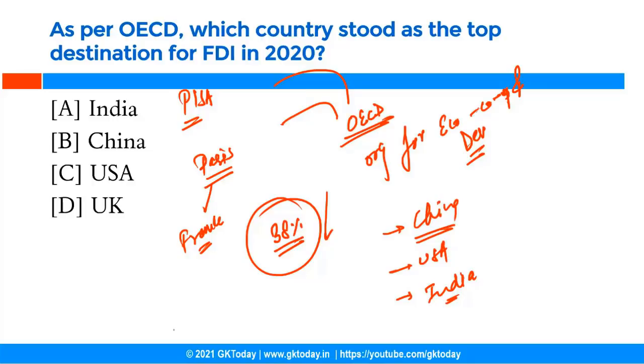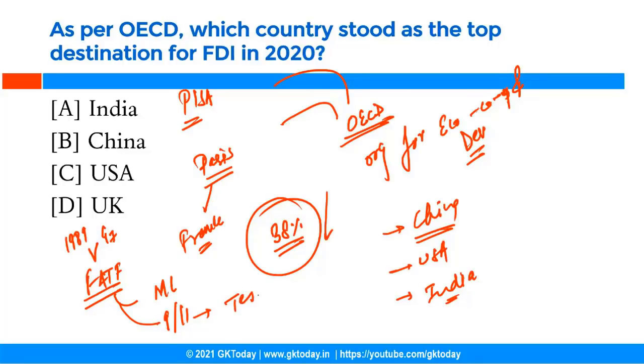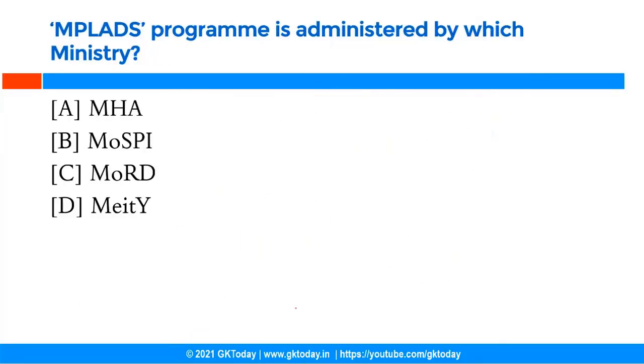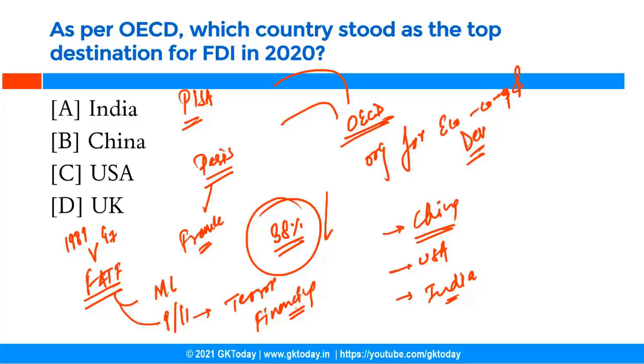Now please note that the headquarters of FATF is also in OECD. That means the secretariat of FATF is located at OECD headquarters. FATF is Financial Action Task Force. It is an initiative by G7 countries and it was started in 1989. Initially, its objective was to combat money laundering. Later, after 9/11 attack on USA, the objective was expanded to include and to prevent terror financing. FATF stands for Financial Action Task Force.